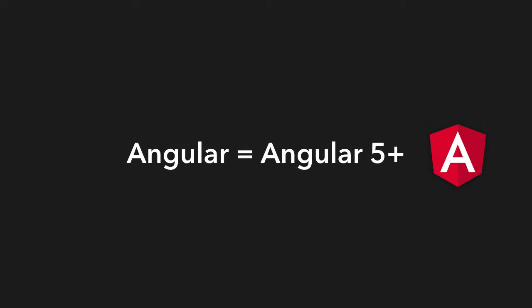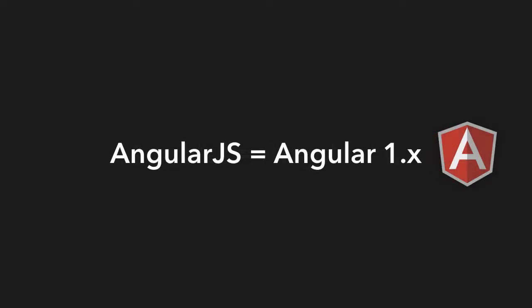So when I say the word Angular, I mean modern Angular, which at the time of recording is Angular 5. And when I say AngularJS, I mean the older version of Angular, the version 1.x lineage of Angular. That's what we now call AngularJS. So AngularJS is Angular 1, Angular is Angular 2+.